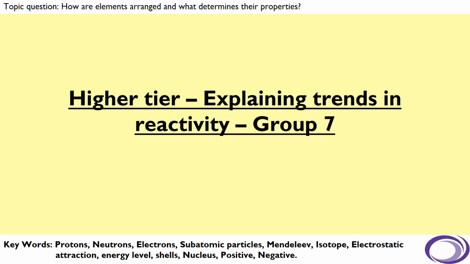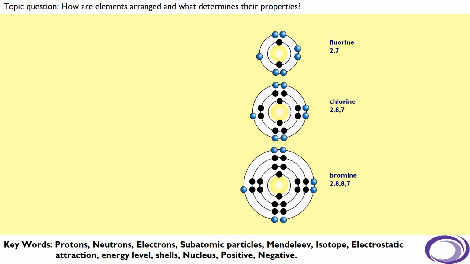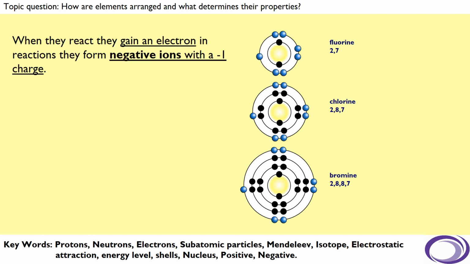Now on higher tier, you need to be able to explain the trends in the reactivity of group 7. So again, to help us in explaining the reactivity, I've included the electron configurations for the first 3 halogens, and they all have 7 electrons in their outer shell. So when they react, they will gain an electron and form a negative ion with a -1 charge.